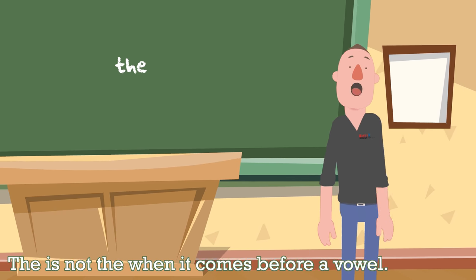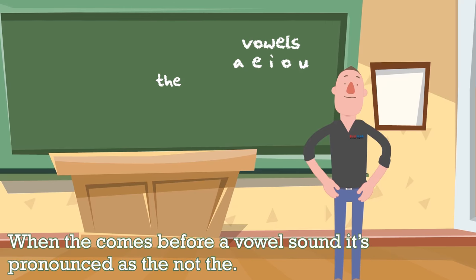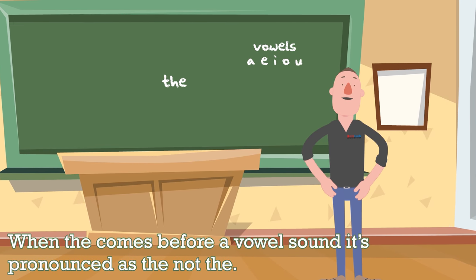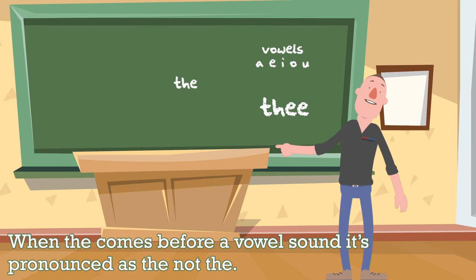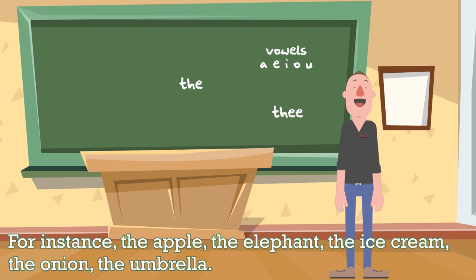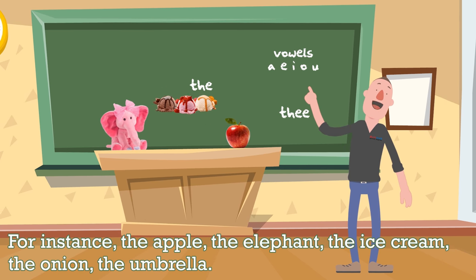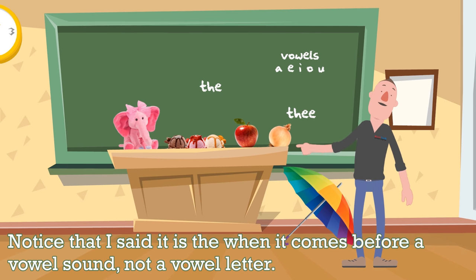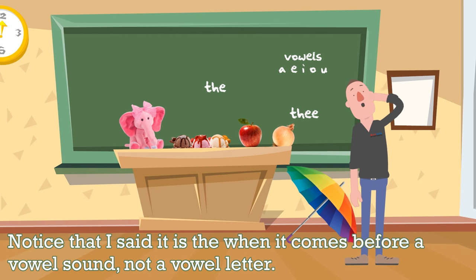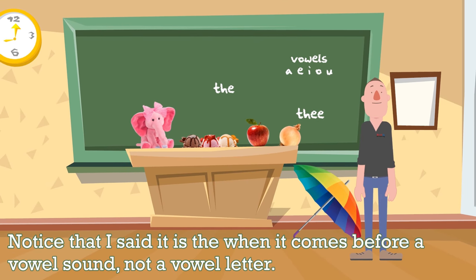"The" is not "thuh" when it comes before a vowel. When "the" comes before a vowel sound, it's pronounced as "thee", not "thuh". For instance, the apple, the elephant, the ice cream, the onion, the umbrella. Notice that I said it's "thee" when it comes before a vowel sound, not a vowel letter.